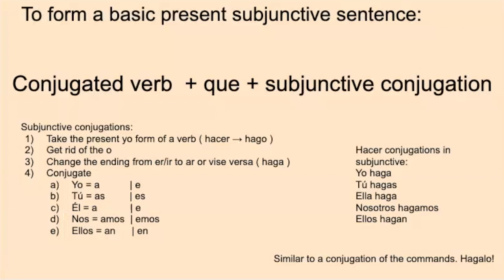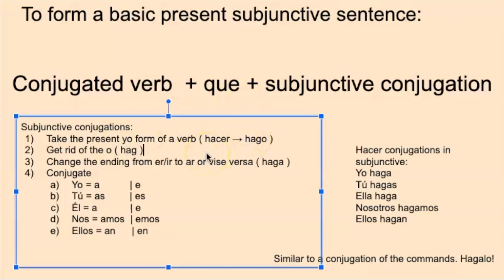Okay, so now to conjugate a basic subjunctive sentence in the present. You have a normal verb in the present tense, then you have que, which means that, and then the subjunctive conjugation. So how to go about the subjunctive conjugation? You take the present yo form of a verb, so hago, for example, for hacer, yo hago la tarea. Then you get rid of the o, so that would just be hag. And then you change the ending from ar to er, or er to ar.